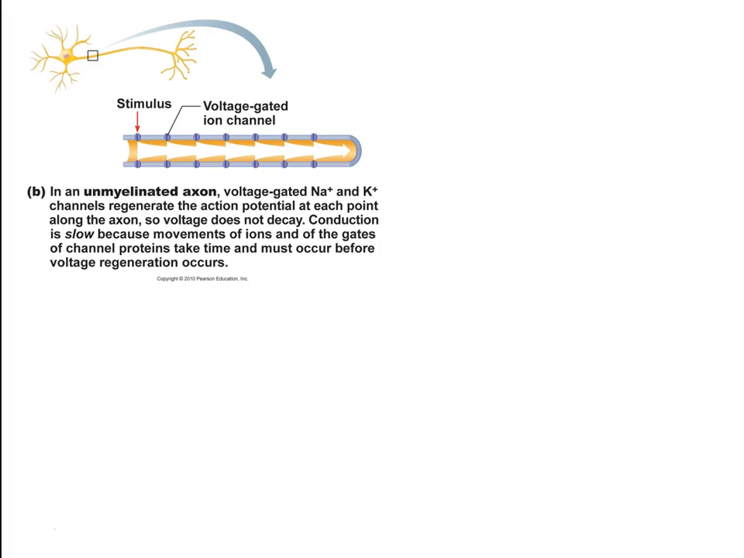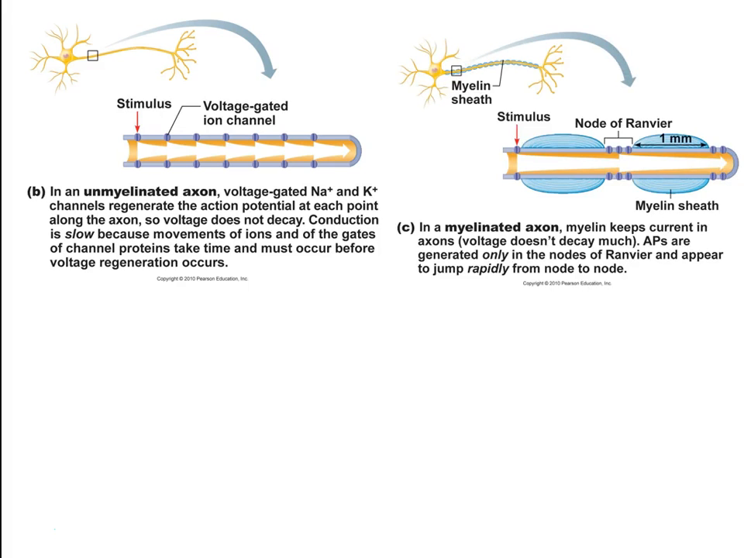So in an unmyelinated axon, the voltage-gated sodium and potassium channels regenerate the action potential at each point along the axon, so the voltage does not decay. Conduction is slow because movements of the ions and of the gate channels take time and must occur before voltage regeneration occurs. With a myelinated axon, myelin keeps the current in the axon. It doesn't decay, so action potentials are generated only at the nodes and appear to jump rapidly from node to node.